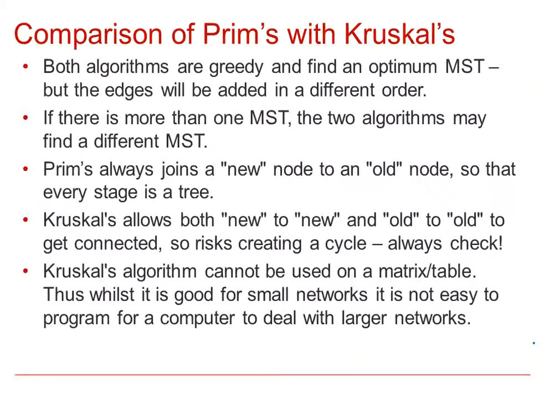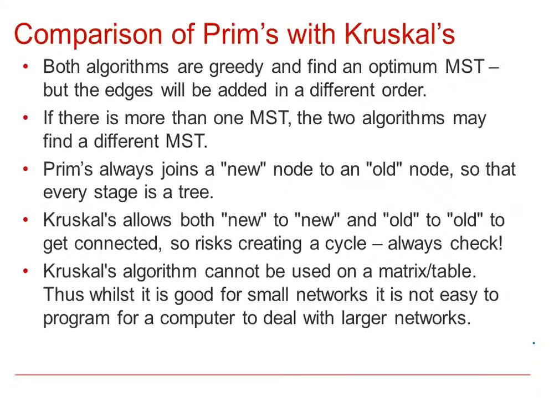Prim's always joins a new node to an old node so that every stage is a tree, whereas Kruskal allows both new to new node connections and old to old node connections to be made, so there is a risk of creating a cycle, and we must always check for cycles when doing Kruskal's algorithm.